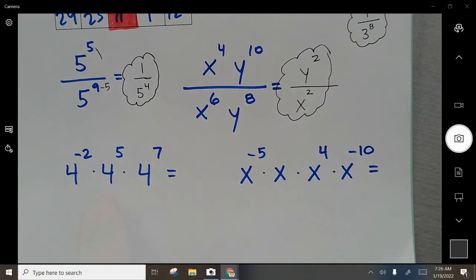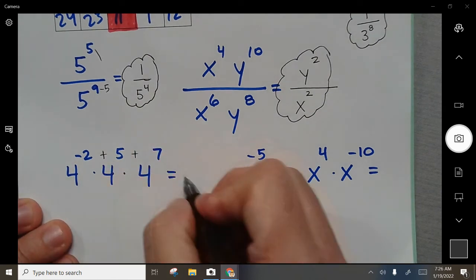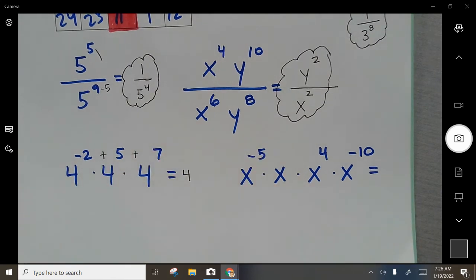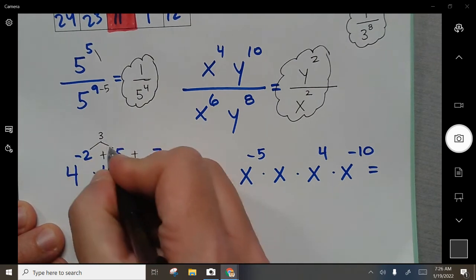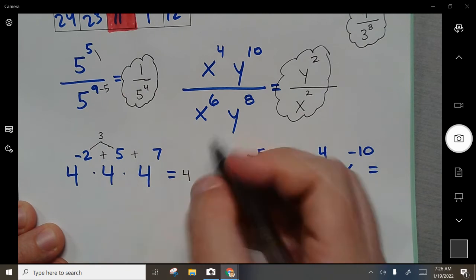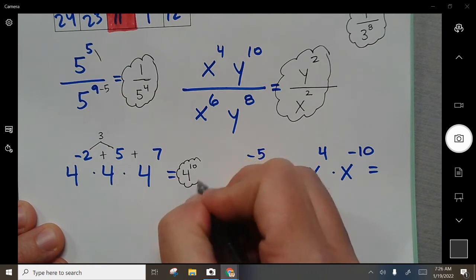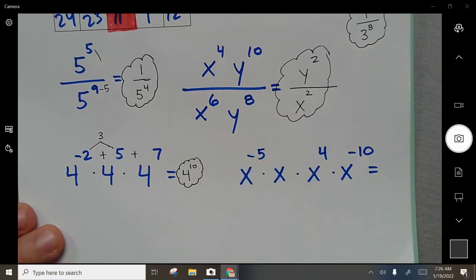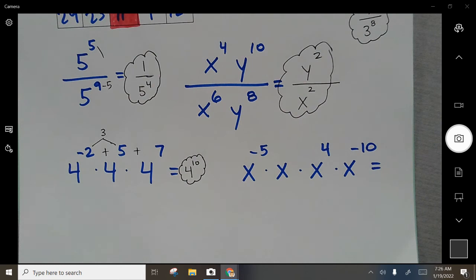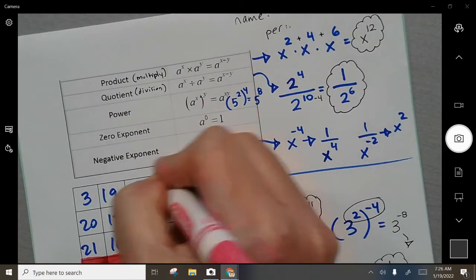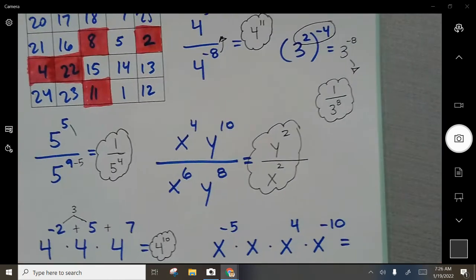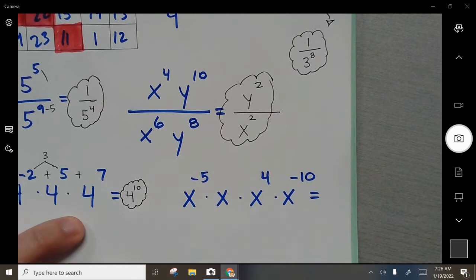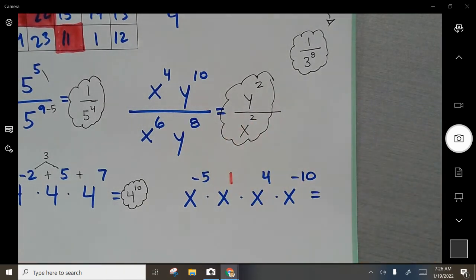All right, if we try this one, we're going to add. Your answer is going to be 4 to the something. Negative 2 and 5, that equals 3. 3 and 7, it's a positive 10. So cross out 10. Now down here, it's a little tricky. There's an invisible 1 there. Don't forget that.